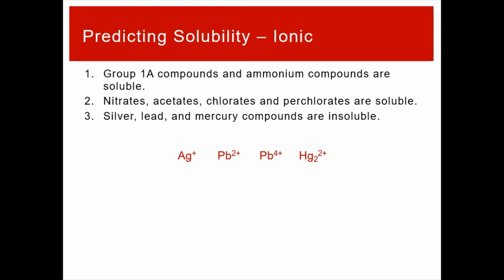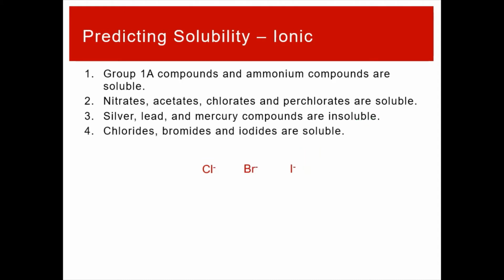Rule 3: Silver, lead, and mercury compounds are insoluble. These are heavy metals. If you see silver, lead, or mercury in your compound, those are insoluble compounds. Those are always insoluble. It doesn't matter what they are paired with. Just like before, but the outcome is the opposite. We're dealing with insoluble as opposed to soluble. And you'll note these rules are in order. So if rule 1 or rule 2 has already been tripped, rule 3 doesn't matter. Rule 1 and rule 2 are more important.